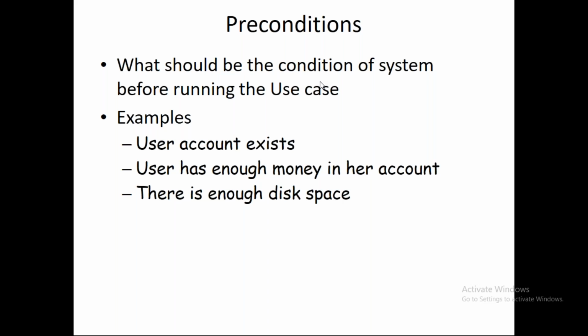If you want to save a file, there should be enough disk space. Only then should you be able to save the file to the hard disk. So that's what we mean when we talk about the precondition: what should be the condition of the system before running the use case? Before running the use case, the examples would be like the user account should be there with a valid account. The user should have enough money to transact.